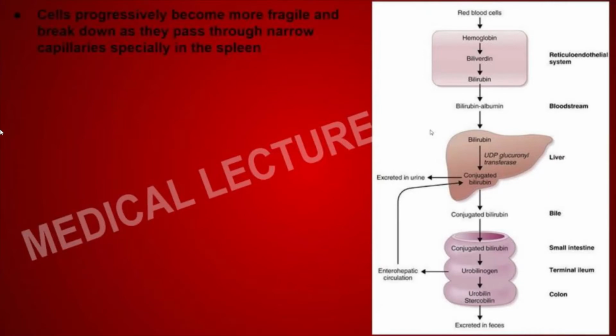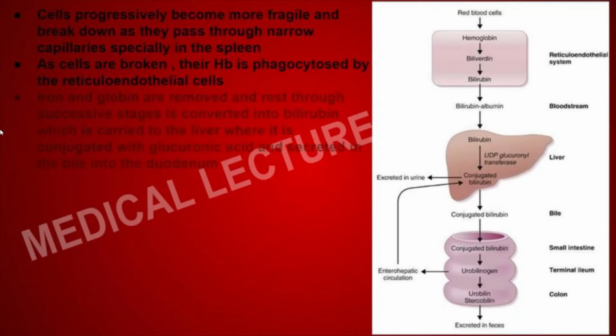The cells progressively become more fragile and break down as they pass through the narrow capillaries, especially in the spleen, that is the reticuloendothelial system. As the cells are broken, their hemoglobin is phagocytosed by the reticuloendothelial cells. We all know red blood cells also contain iron and globin. Now the iron and the globin are removed and the remaining hemoglobin is converted into bilirubin, which is carried to the liver where it is conjugated.